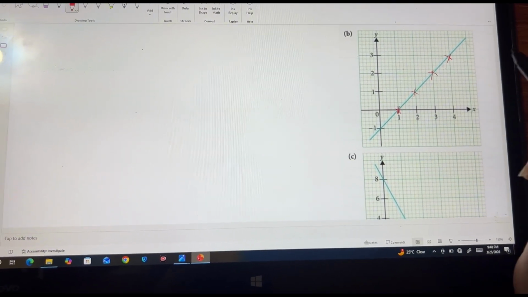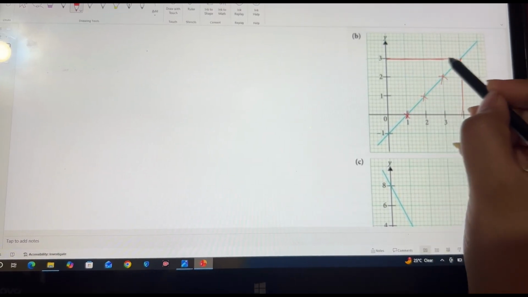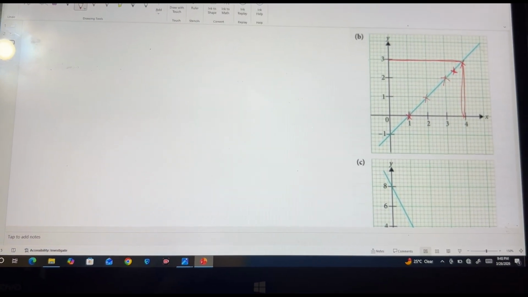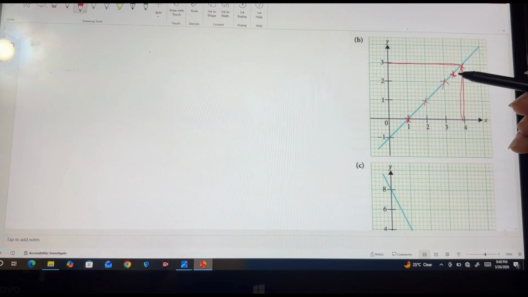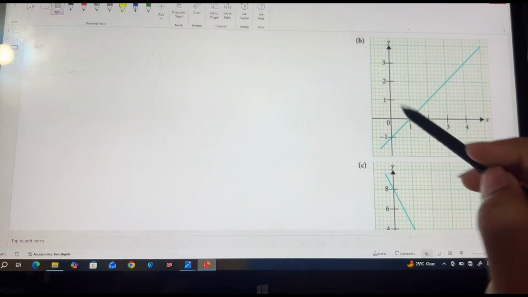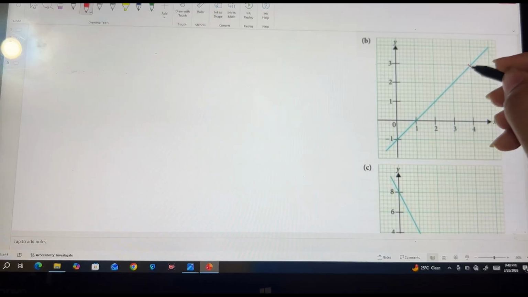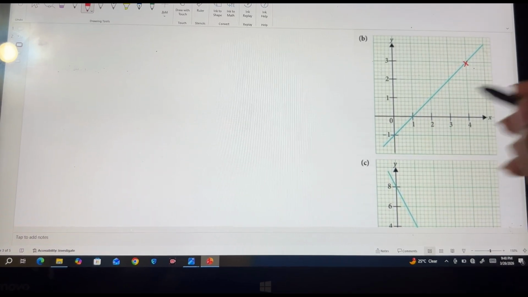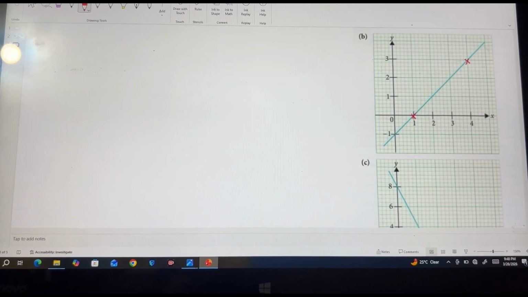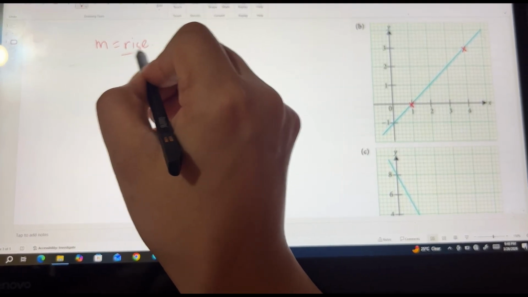You have to take any 2 points, but they should be at an intersection of any point, meaning an intersection of the x-axis and y-axis gridlines. Don't take any point in the middle. If you take a point in the middle, it will cause confusion when solving the equations. So we will select any 2 points which are easily accessible. So if I am taking this point, which is 3 in front of 3, and I am taking, for example, let's say this point. Okay, so now the formula is m equals rise over run.